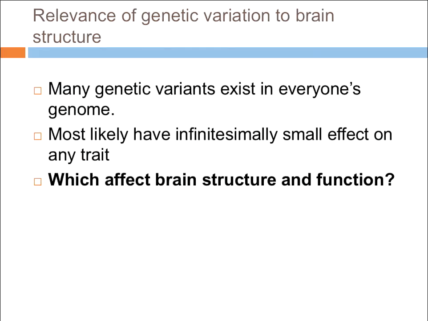Okay, so this is a quick summary of all of the genetic variation that exists in the human genome. So everyone has different genetic variants, but most of those genetic variants have an infinitesimally small effect on the structure of the brain or on any trait that you're looking at. So really the whole goal of imaging genetics is to identify which of those genetic variations affect brain structure and function. That's the overarching goal of what we want to do. If there's so much genetic variation that exists, which ones can we focus on?